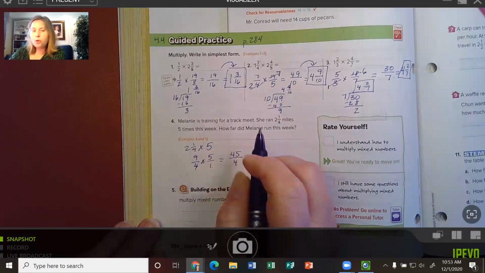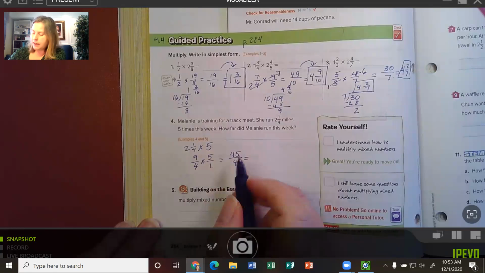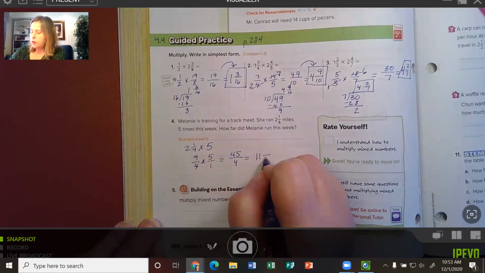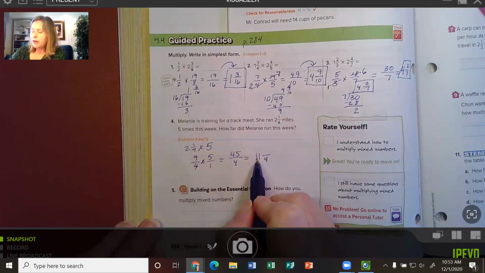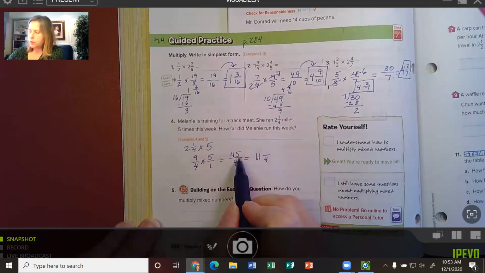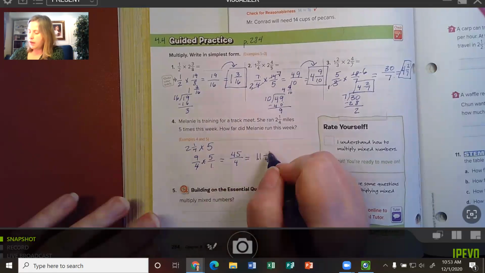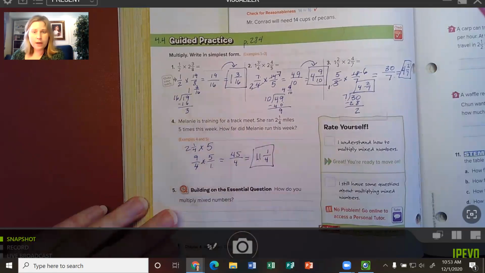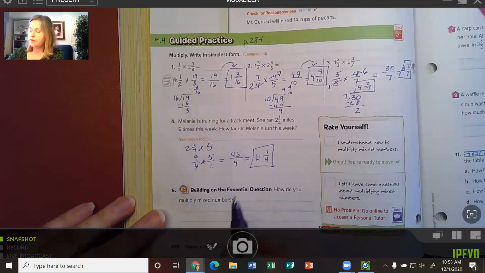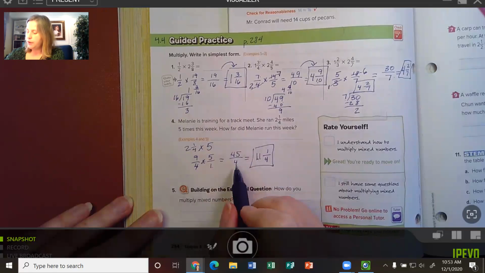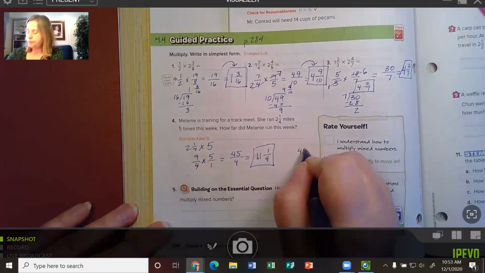Okay. I know 4 times 11 is 44, so that's going to get me really close. So 11 times 4 is 44. Counting up to 45 is 1 more. So 11 and 1/4. Okay. If that's confusing to do it in your head, then do it as a division problem. 45 divided by 4.